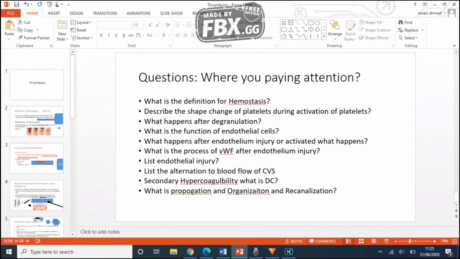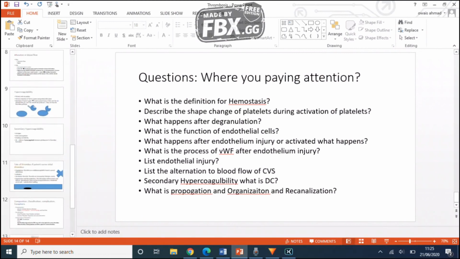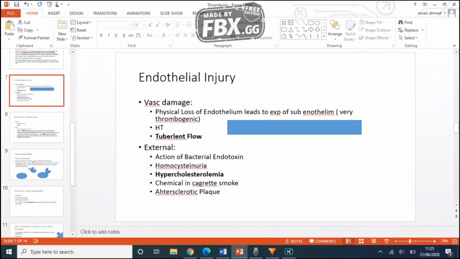As we said previously, they can be divided into vascular and cardiovascular, or vascular and external. So vascular are 3 and external are 5, and I want you guys to name all of them with me. First one, hypertension, turbulent flow, exposure of subendothelial collagen. Now tell me the 5 external. Anything outside: homocystinuria, so deficiency in folic acid. Then endotoxins released from bacteria.